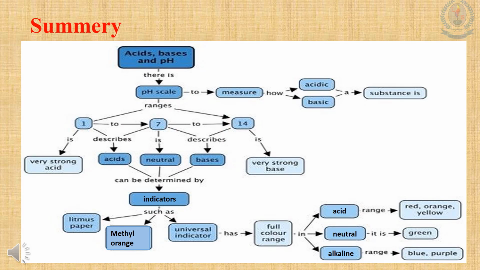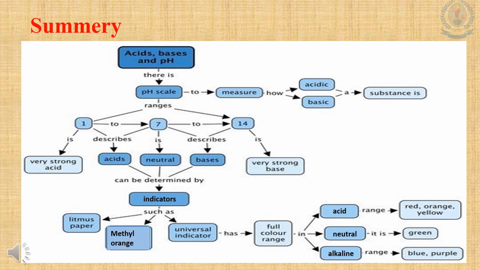Now it's time to summarize the lesson. We talked about acids, bases and pH. There is a pH scale to measure how acidic or basic a substance is. The pH scale has a 1 to 14 range. 1 to 6 describes acids, where 1 is a very strong acid, and 7 is neutral. 7 to 14 describes bases and 14 is a very strong base.